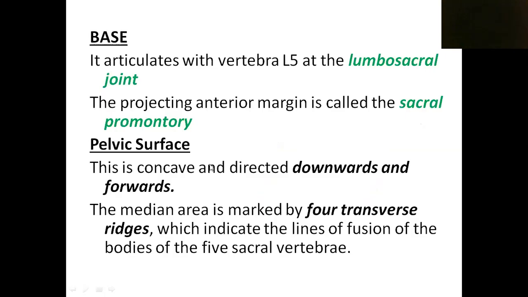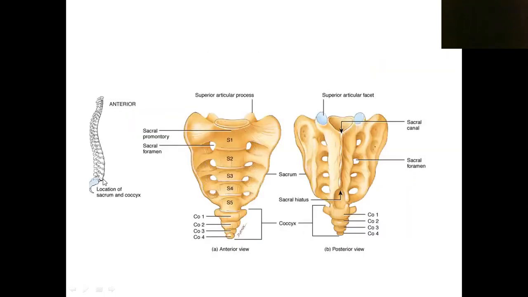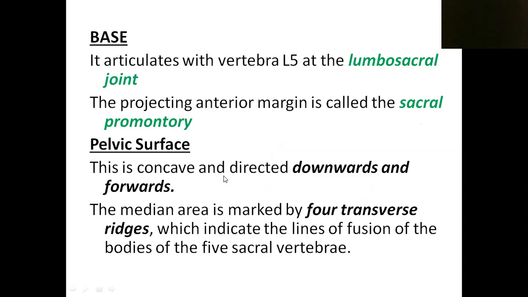Now we are going to see the features: base and surfaces. First is the base. The base articulates with the last lumbar vertebra, the fifth lumbar vertebra, to form the lumbosacral joint. See, this is the fifth lumbar vertebra. The upper end of the sacrum is the base. The base joins with the fifth lumbar vertebra to form the lumbosacral joint.